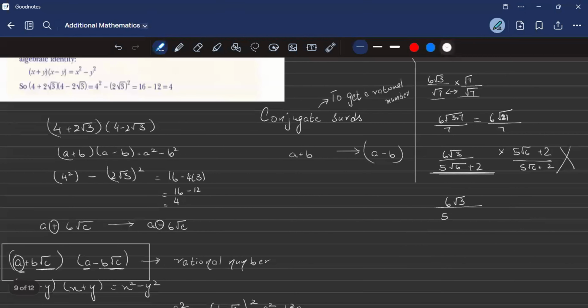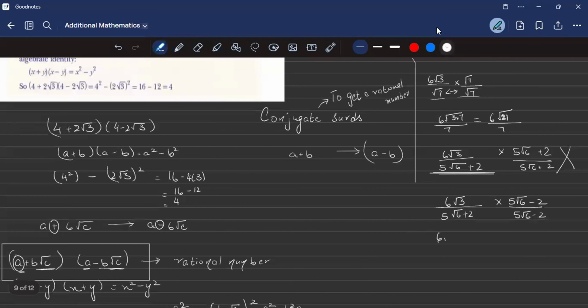divided by 5 under root 6 plus 2 by the conjugate surd of the denominator. What I mean by this is, we don't multiply by 5 under root 6 plus 2, we multiply by 5 under root 6 minus 2, and we divide it by 5 under root 6 minus 2. Now, this is again equal to 1, so there's no difference in the answer. The answer would be the same. However, what would be the difference? We now have a conjugate surd.